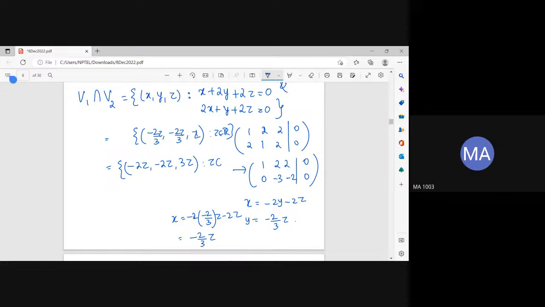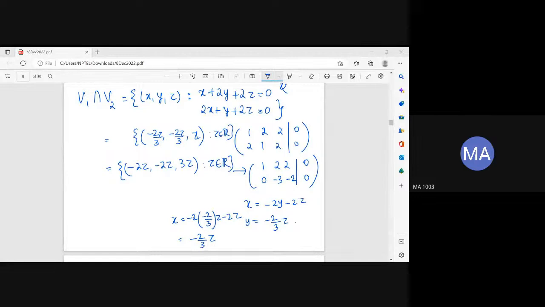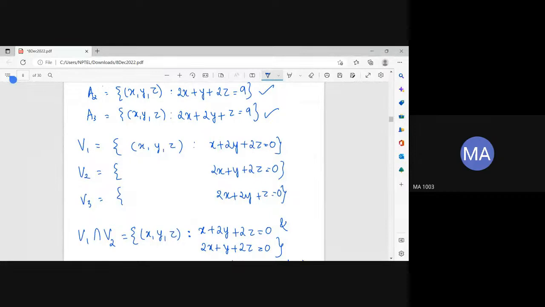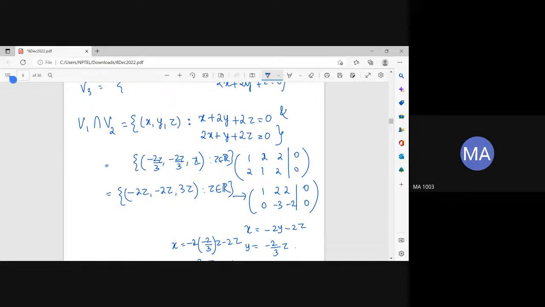So we have found the intersection of these two spaces. If M is the dimension of V1 and N is the dimension of V2, we know the dimensions. What is the dimension of V1? 2, because I can get rid of x alone. I need to know Y and Z. Similarly, V2 dimension is 2, V3 dimension is 2. What is the dimension of V1 intersection V2? 1, because I just need to know Z. Once I know Z, I know everything. So with all this, you can calculate the dimension.